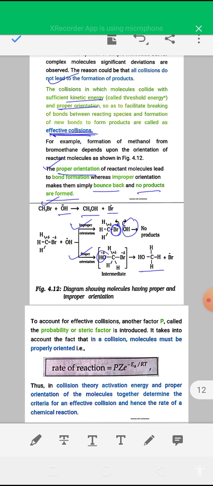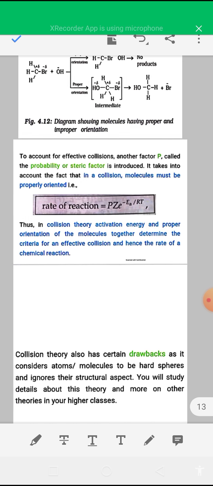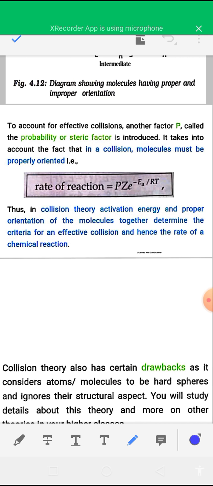So activation energy, collision frequency and proper orientation are essential conditions for a chemical reaction. This is according to collision theory. Now, to account for effective collisions, another factor P, called the probability factor or steric factor, is introduced. It takes into account the fact that in a collision, molecules must be properly oriented. So the rate of reaction after correction becomes rate equal to P, the probability factor related to proper orientation of reactant molecules, into Z into e to the power minus Ea by RT.